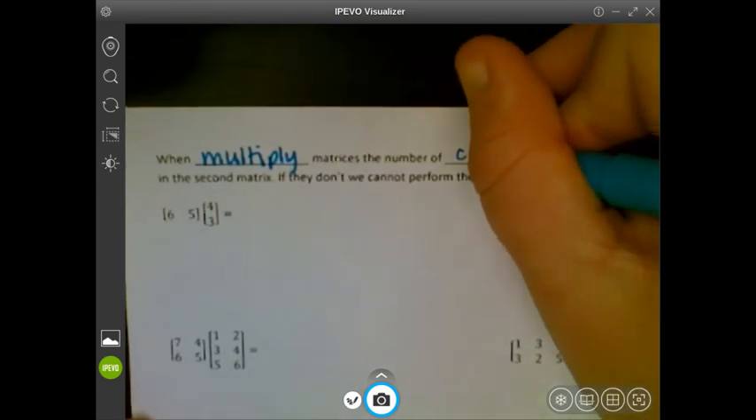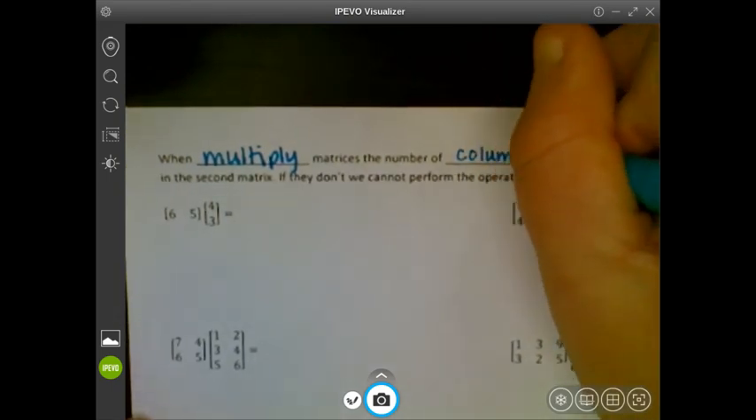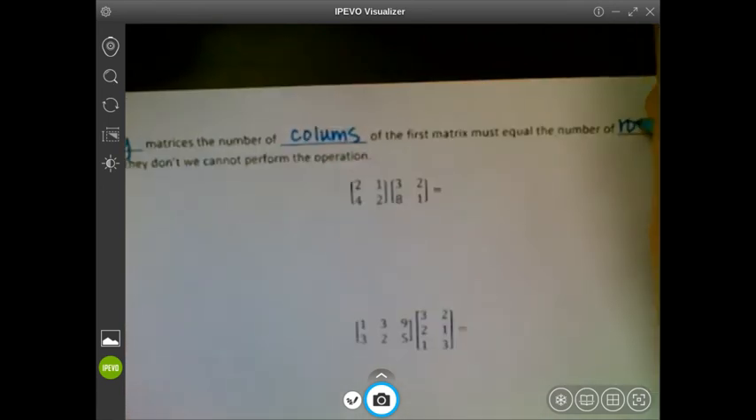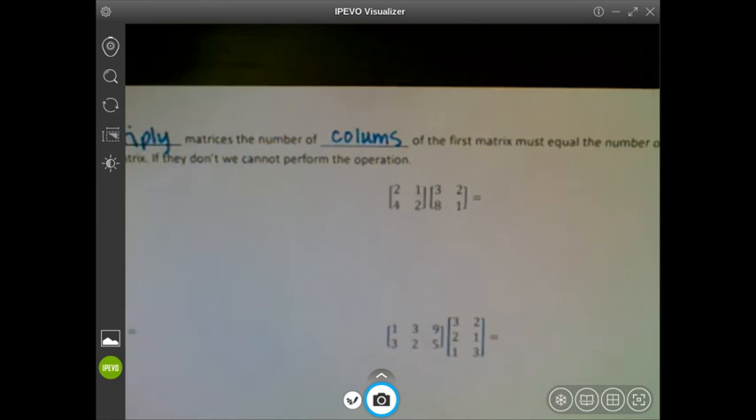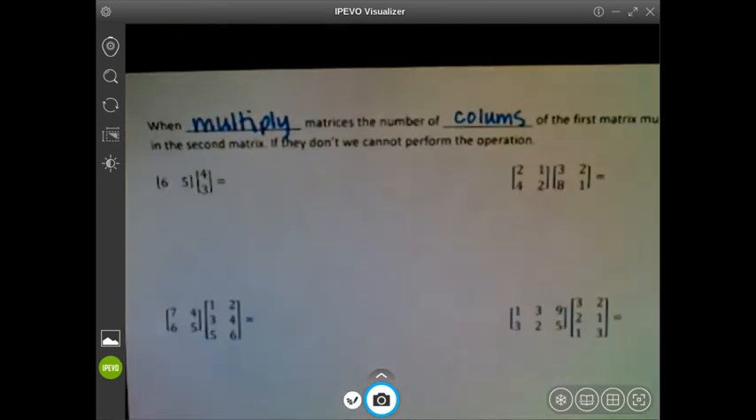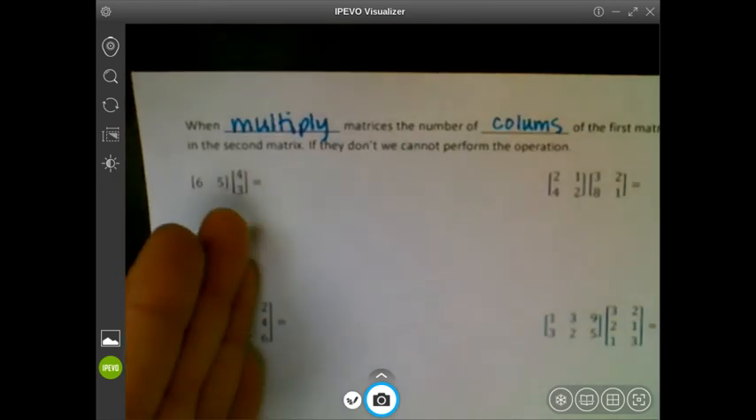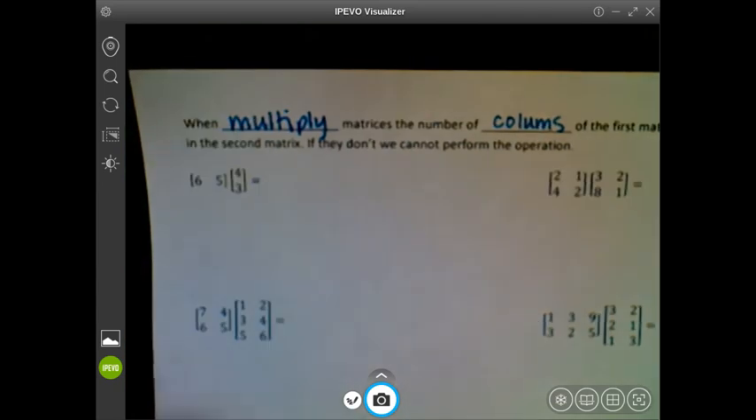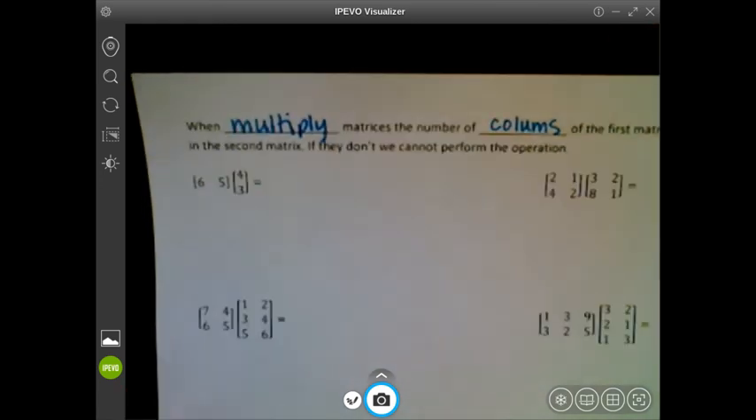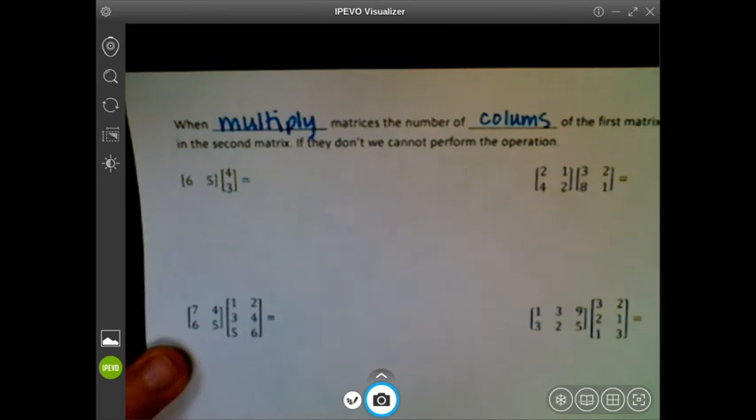And the different condition is that the number of columns in the first matrix has to equal the number of rows in the second matrix. The first matrix is literally the one that's first. The second matrix is the one that is second. And if the number of columns in the first doesn't match the number of rows in the second matrix, then you cannot multiply. So let's go ahead and do some examples so you can see.